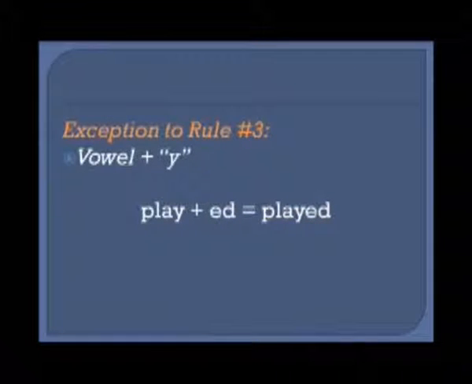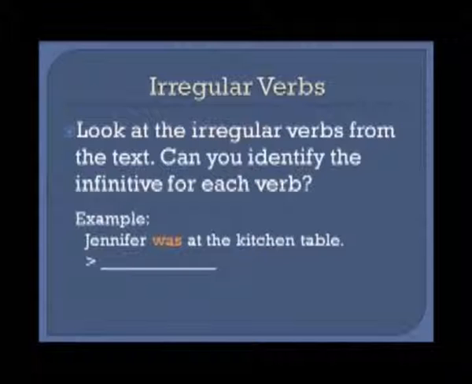There's one exception to Rule 4. That's when there's a vowel before y. For example, in play, we have a before y. We will not change the y to an i. We'll simply add ed, played.